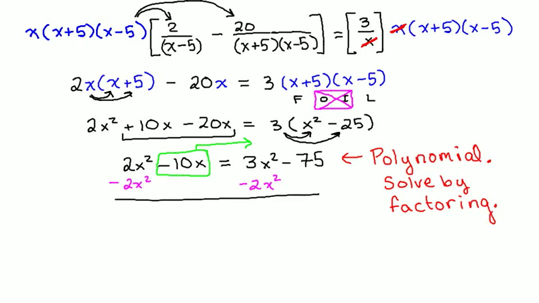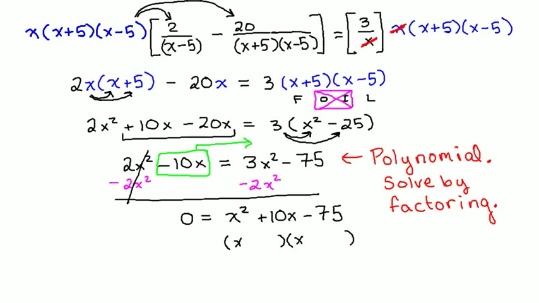So in the next step I will lose this 2x squared. I will move the negative 10x so that this becomes x squared plus 10x. Always change the sign as we move the term across the equal sign to the other side. We would move it by adding 10x to both sides. And then minus 75.